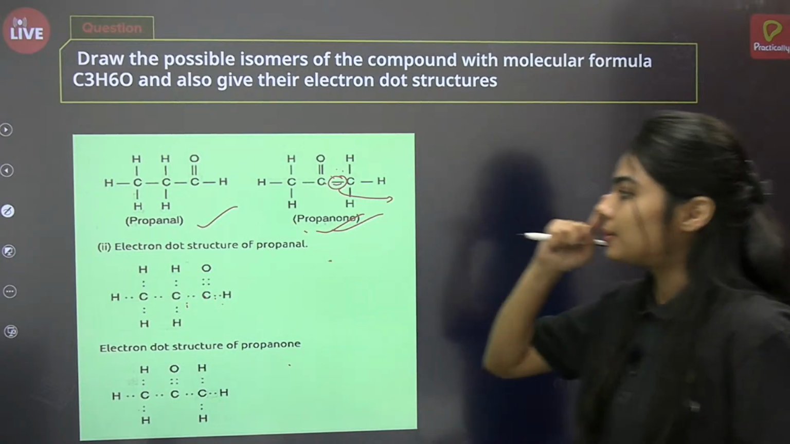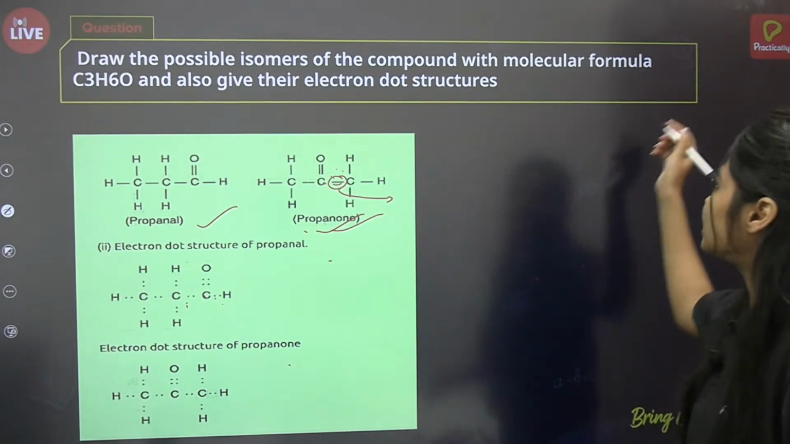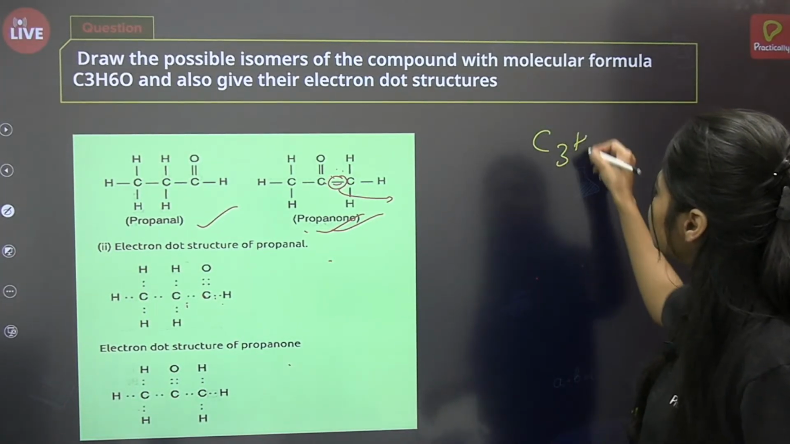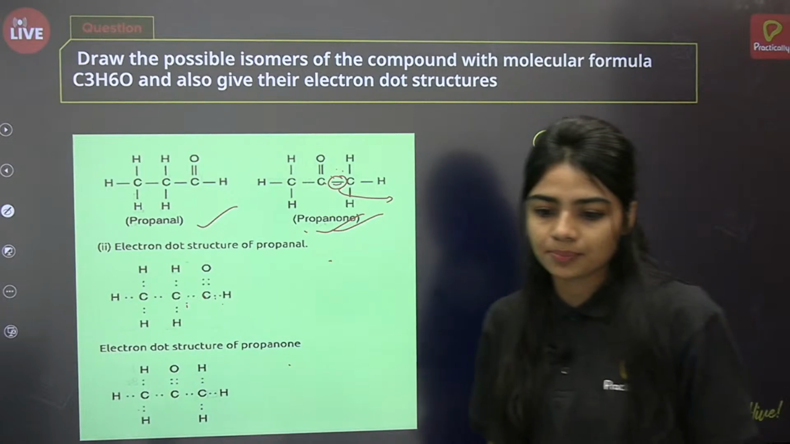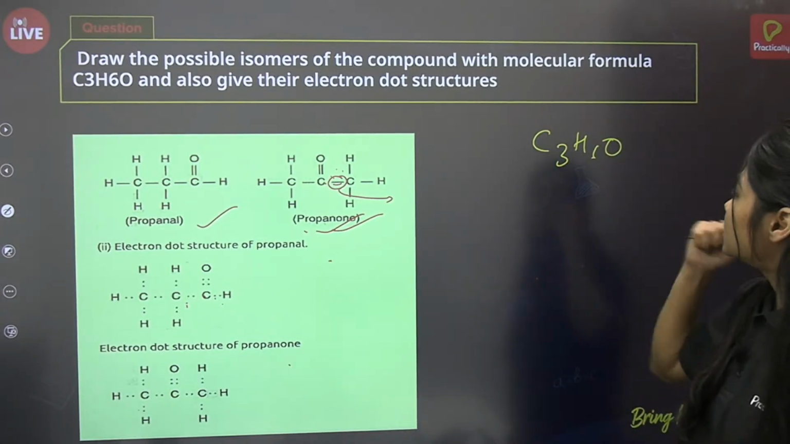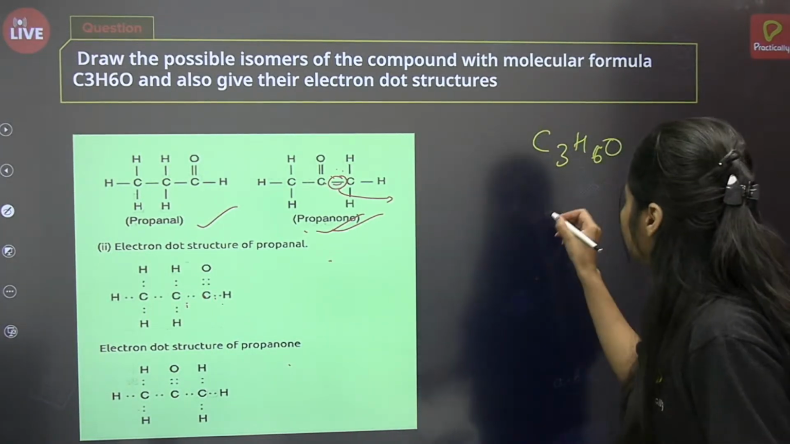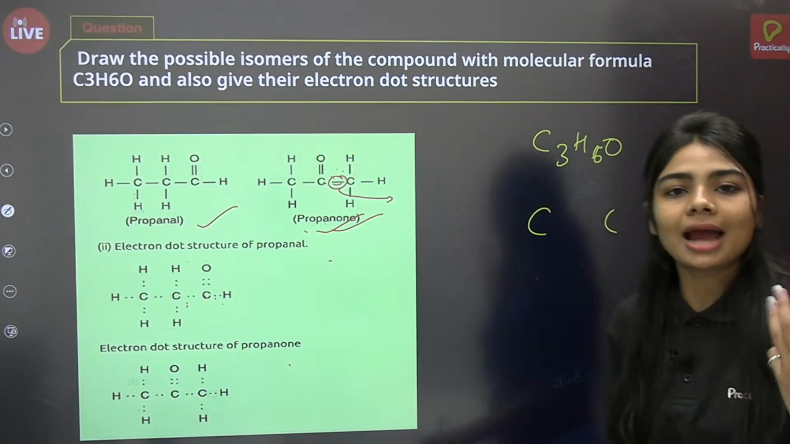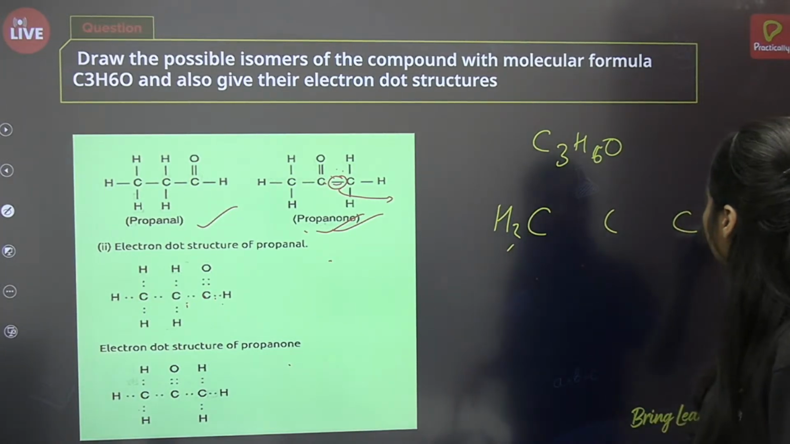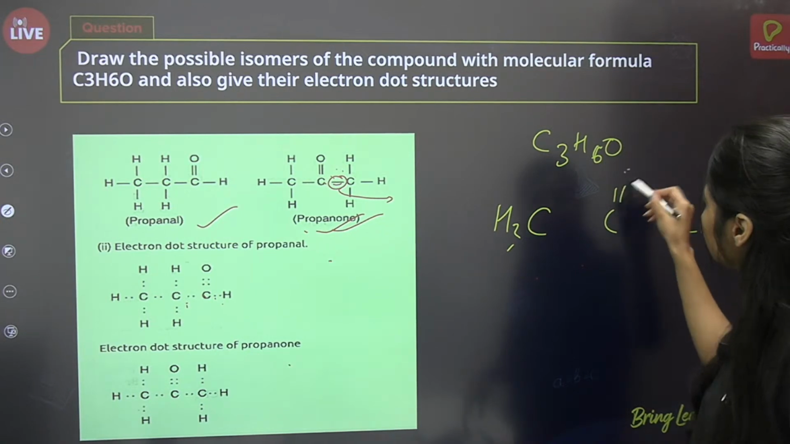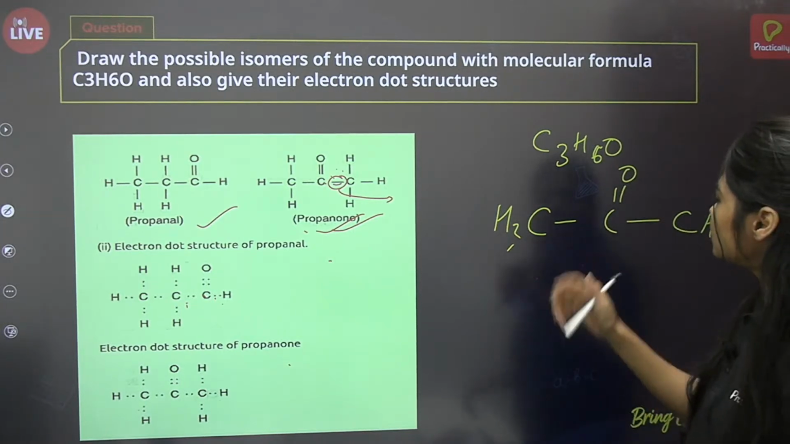Okay. Propanone and propanal are the 2 possible isomers of your C3H6O. So C3H6O, I hope it is visible now. Hi Lucky. So C3H6O. Here, if you can see, how many carbons are there? 3 carbons. So 1, 2, 3. How many hydrogens are there? 6 hydrogens are there. So 3 I can put here, 3 I can put here. And 1 oxygen is there. So it is attached with the second carbon. Now make the single bond.